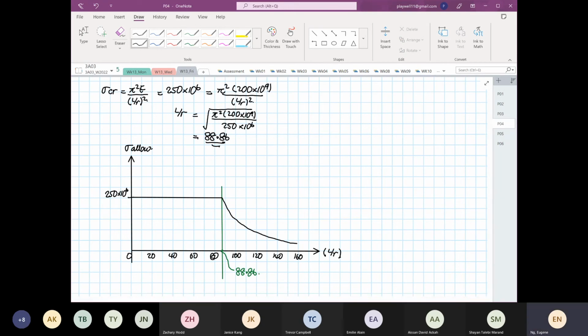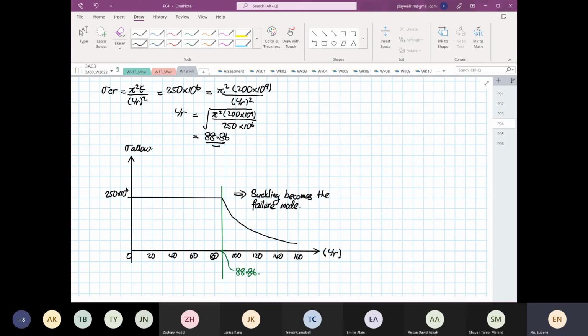If your L over R structure is in the region of the right-hand side, buckling becomes the dominant failure mode. Okay, the right-hand side becomes the failure mode.